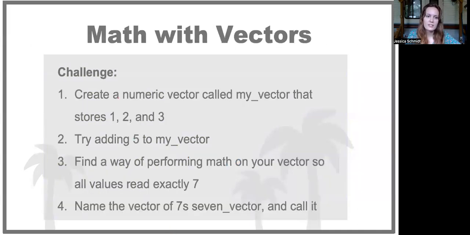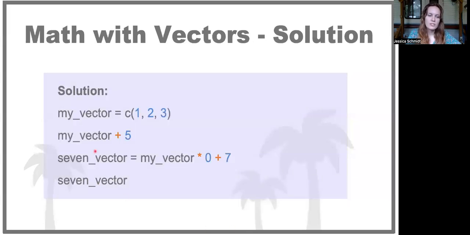And then I was tasked with this here. Find a way of performing math on your vector so all values read exactly 7, and name that vector of 7's 7_vector. So this is how I did that. I performed math by multiplying by 0 and adding 7. So every value was multiplied by 0. So 1 became 0, 2 became 0, 3 became 0, and then I added 7 to each one. So 0 became 7, 0 became 7, and 0 became 7. And then I named it 7_vector and called it, and then R should return 7, 7, 7.